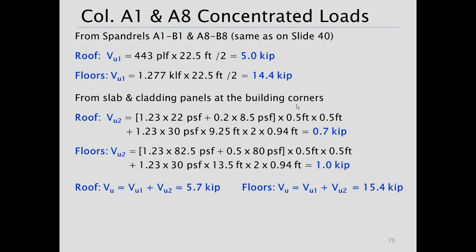If we look at the concentrated loads on the ends, they're loads coming from a 22.5 foot long spandrel. Those loads happen to be exactly the same loads that we calculated on column D8 earlier, so you can look back for pretty much just repeating those calculations. Now, being a little bit anal retentive here with the slab load on a 1/2 foot by 1/2 foot piece outside the columns, as well as the cladding load pretty much there at the corners of the building for VU2, if we add all those in, we get 5.7 and 15.4 kips.